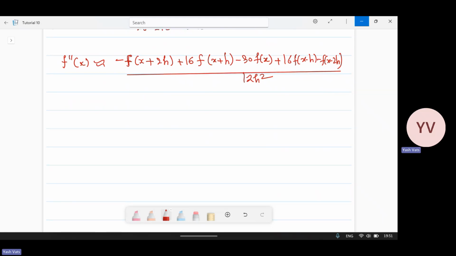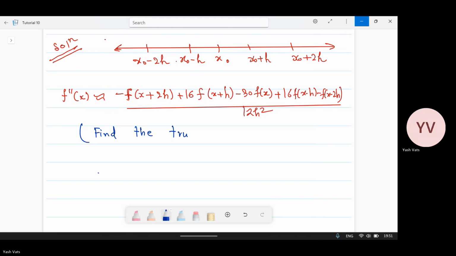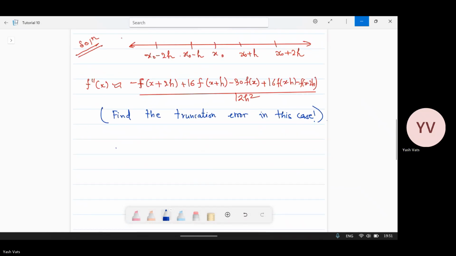12h square. Then the thing is, what your work is to do is find the truncation error. In this case, find a truncation error in this case that you have to do.